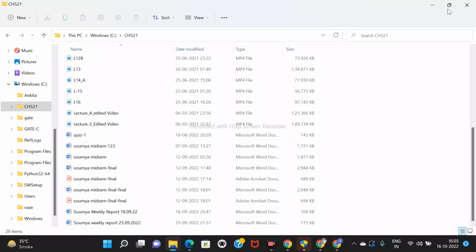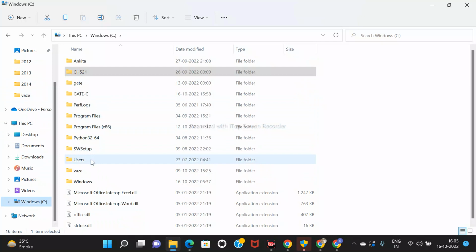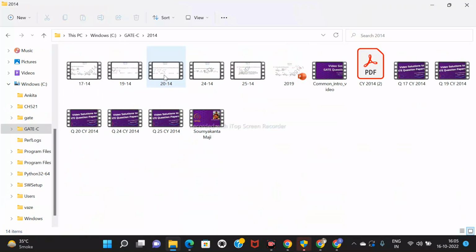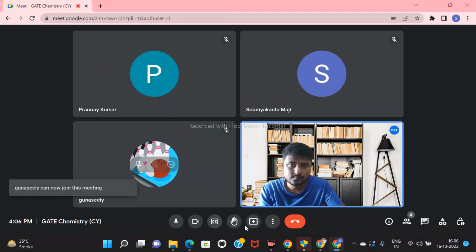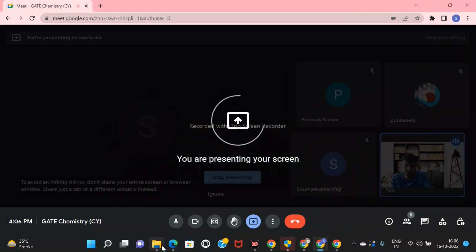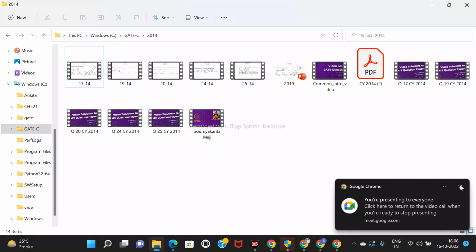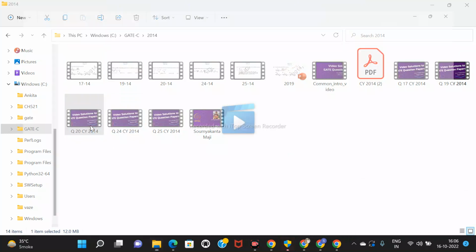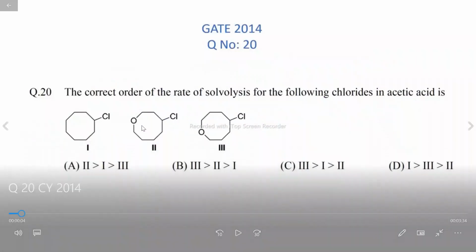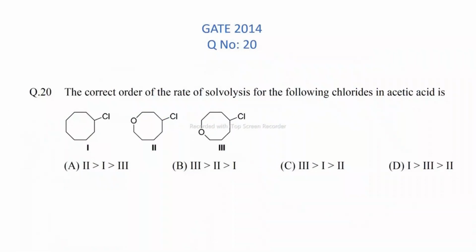Today we're going to solve three questions from GATE 2014, and then we'll solve some NMR questions. First read and try to predict the answer, then we'll solve.